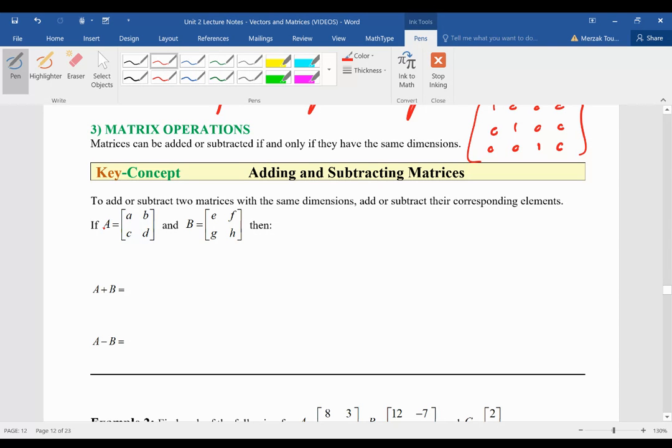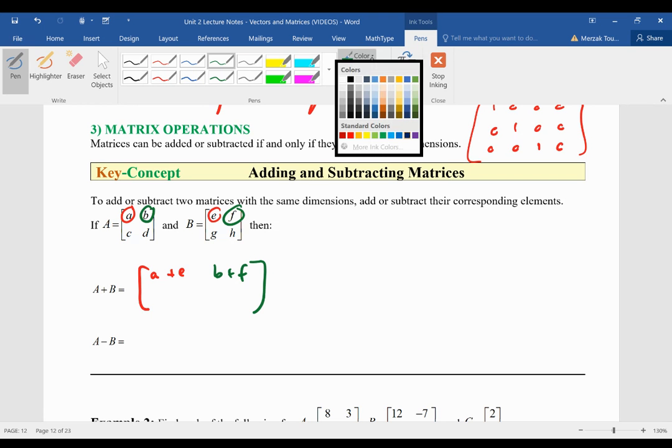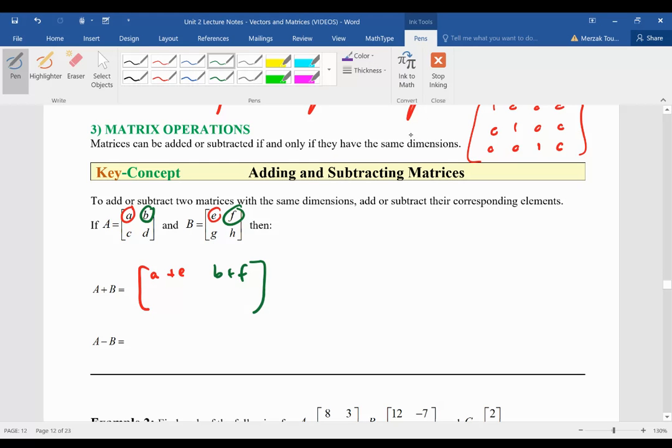All right. When you add matrices A and B, you add the first element with the first element. So it means it's going to be A plus E, and then B plus F, and then C plus G.